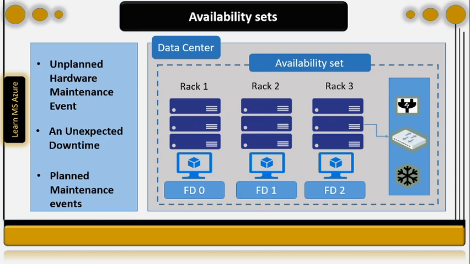Each virtual machine within your availability set is assigned one update domain and one fault domain by Azure. This design ensures that in availability sets, at least one of your virtual machines is up and running, with the SLA of 99.95.